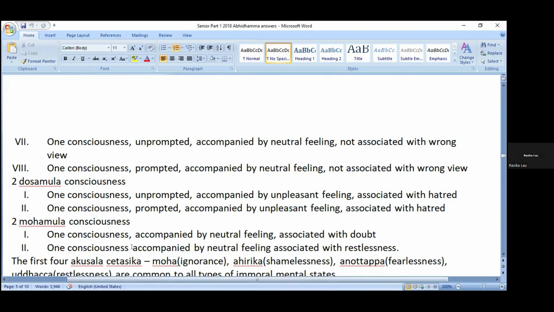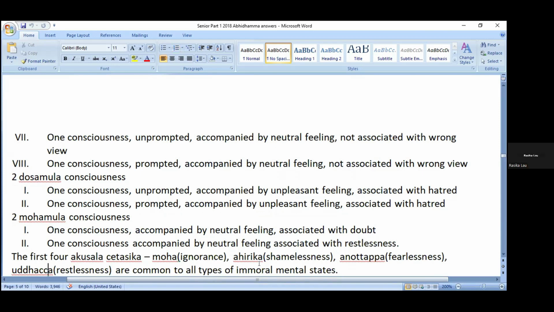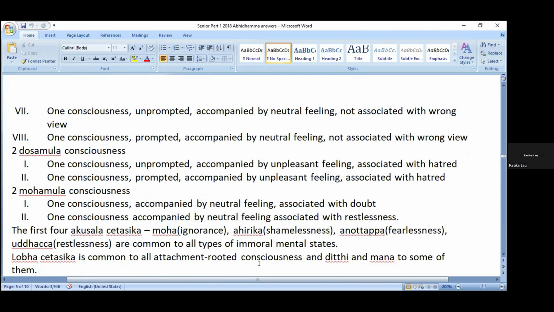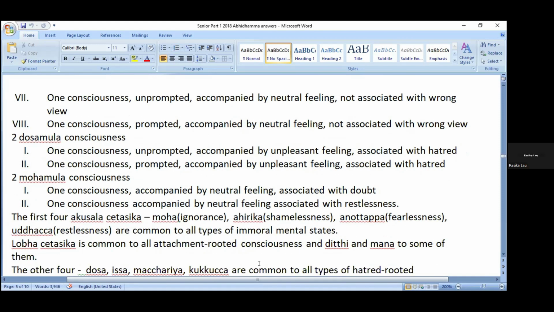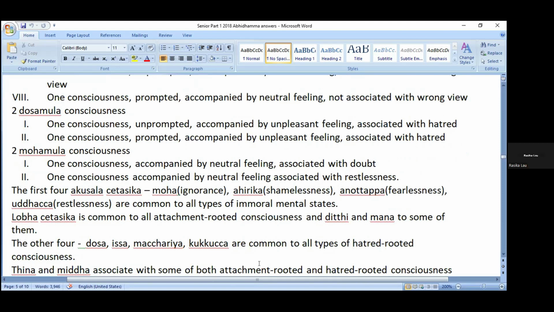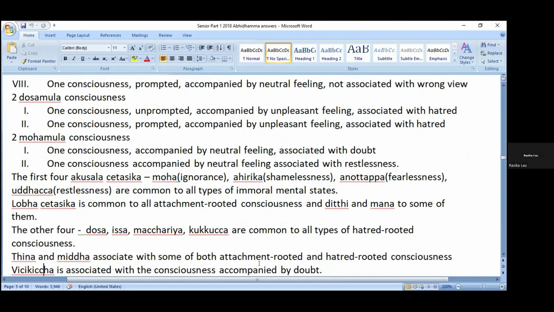So the first 4 akusala cetasikas, moha, ahirika, anottappa and uddhacca, are common to all types of immoral mental factors. Remember, akusala, you have all these 4 of them, common to all types of immoral mental states. Then lobha cetasika is common to all attachment-rooted consciousness, ditthi and mana to some of them. Then the other 4, dosa, issa, macchariya, kukkucca, are common to all types of hatred. That's what you need to know. Then thina and middha are in some of both attachment-rooted and hatred-rooted consciousness. Then vicikiccha is accompanied by doubt.